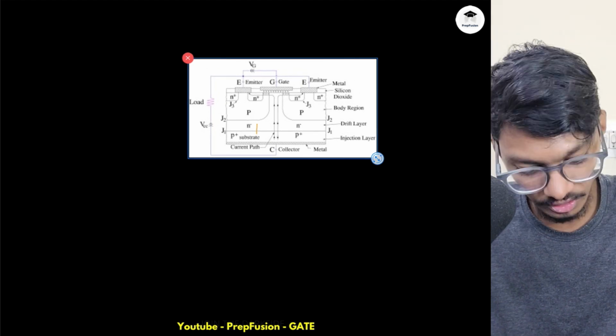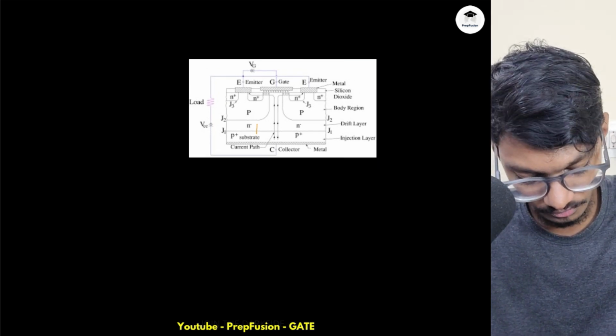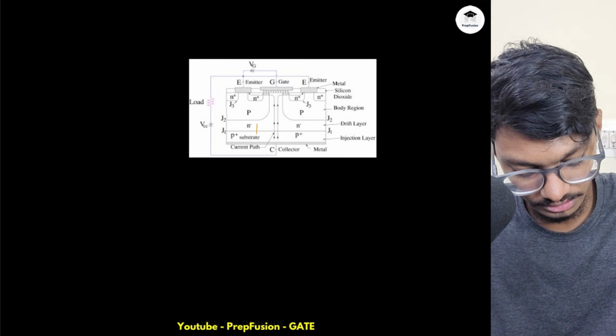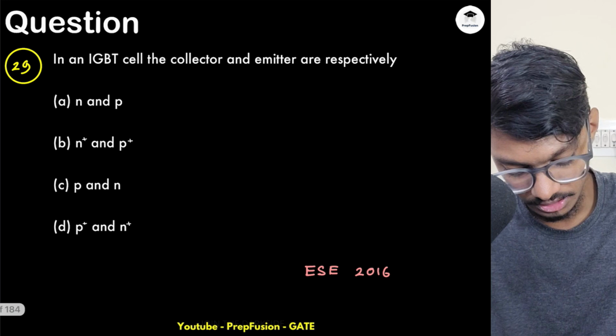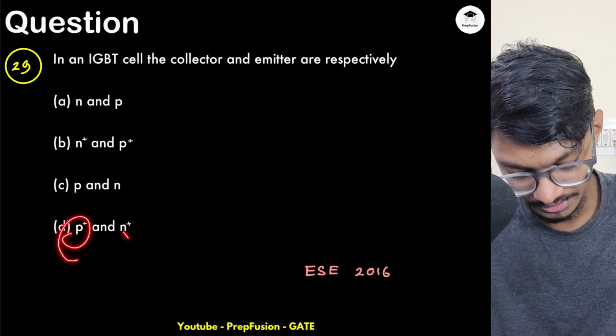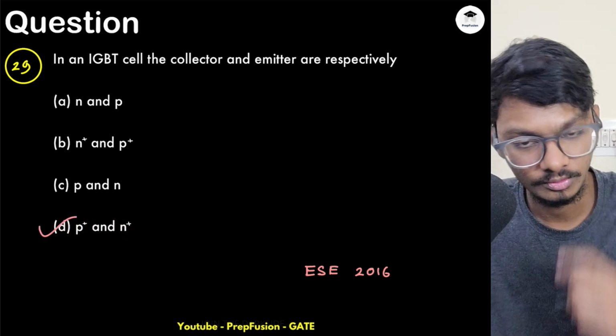So in this case, what we are observing is that our collector is P plus and our emitter is with the N plus doping. So collector is P plus and emitter is N plus. So option D will be correct here.